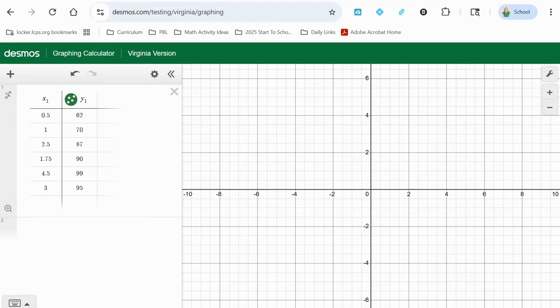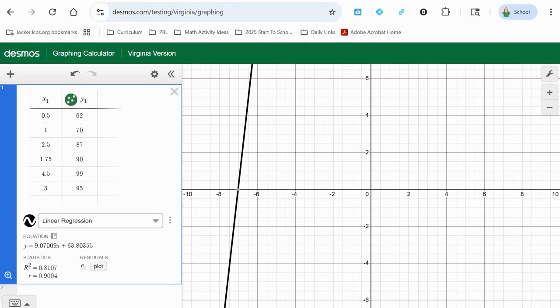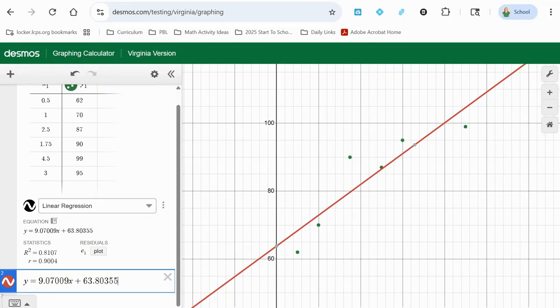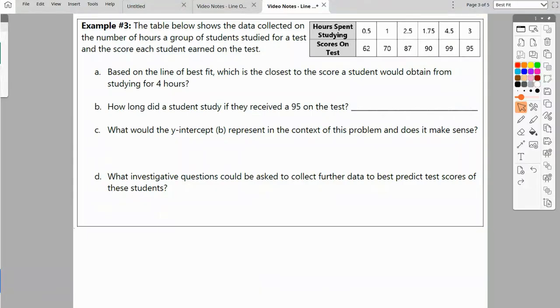Once you have the table typed in, you can unpause and click the Add Regression button to the left of the table. And of course, I like to hit my magnifying zoom fit to look at my data here. The equation they give me, I'm going to copy it down so I can use it to answer the following questions. The first question we have is letter A.